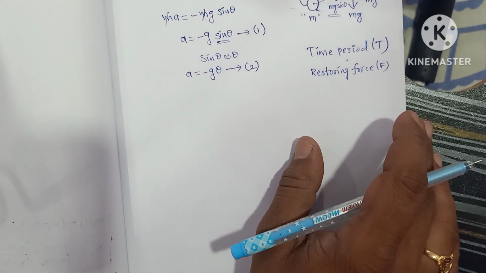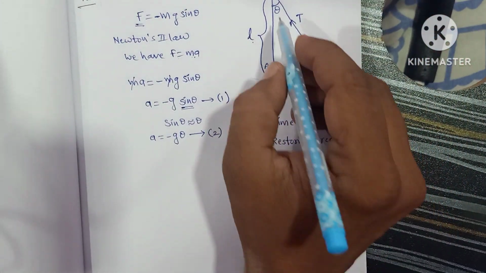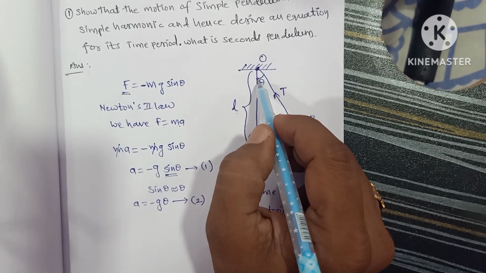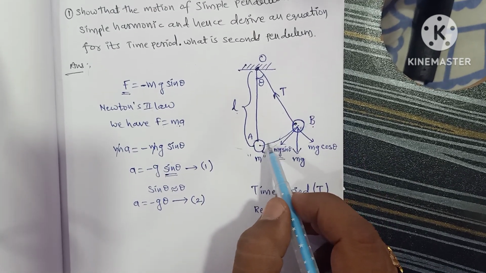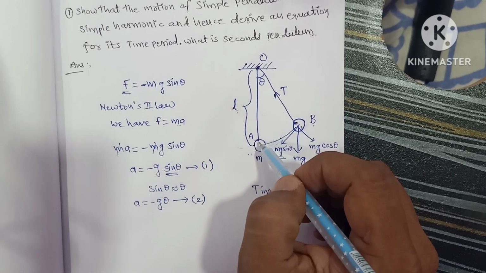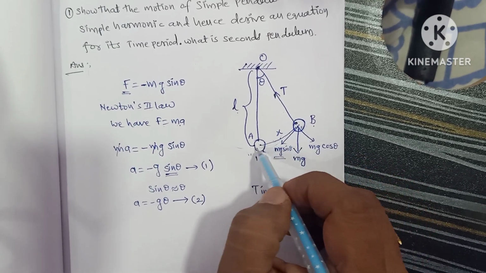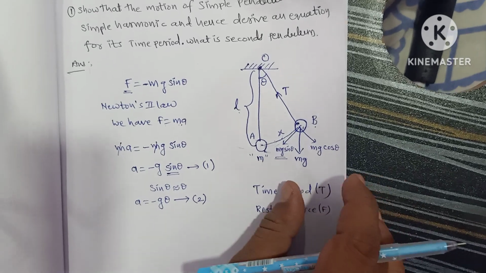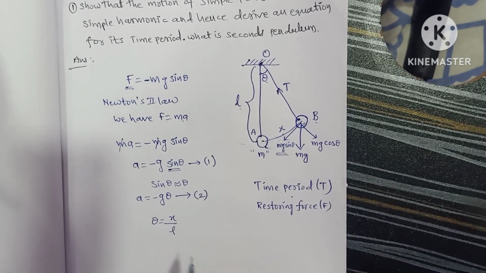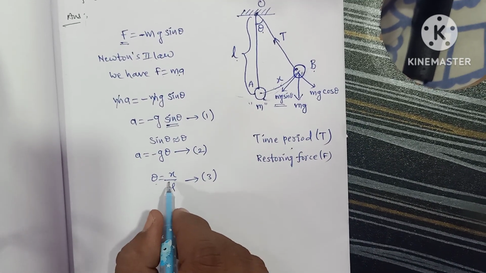Okay, now if you see this diagram, if you imagine a circle like this, then this is the center of the circle. Then we have this is the angular displacement. Now this is nothing but arc for the circle. Then this is the radius of the circle. So radius of the circle is equal to L. Then arc is equal to x. Then if you imagine a circle like this, we can write angular displacement theta is equal to x by L. Okay, x by L. Now say this equation number 3. So theta is equal to x by L.